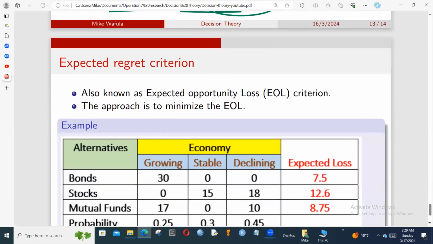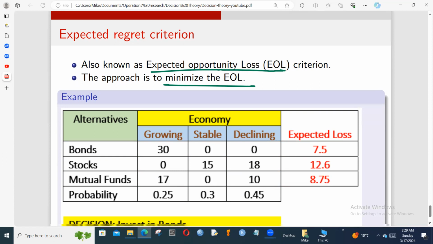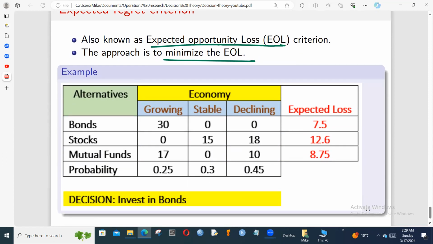And then lastly, we have the expected regret criterion, which is like the Minimax regret criterion that we saw under the environment of uncertainty. This is the equivalent under the environment of risk. The expected regret criterion, also called expected opportunity loss, seeks to minimize the expected loss, just like under the Minimax regret criterion we sought to minimize the maximum regret. So we calculate the expected losses for each of the decision alternatives.